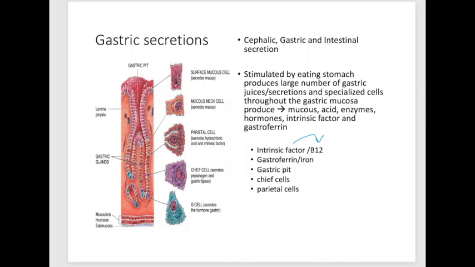So in the fundus and the body of the stomach, the gastric glands of the mucosa are the primary secretory units. Several of these glands empty into a common duct known as the gastric pit. Within these cells, the parietal cells secrete hydrochloric acid, intrinsic factor, and gastroferrin. The chief cells secrete pepsinogen and gastric lipase. Pepsinogen is an enzyme precursor that is readily converted to pepsin in the presence of hydrochloric acid. Then we have G cells, and they secrete gastrin, and that will further stimulate secretion of hydrochloric acid, pepsinogen, and histamine.